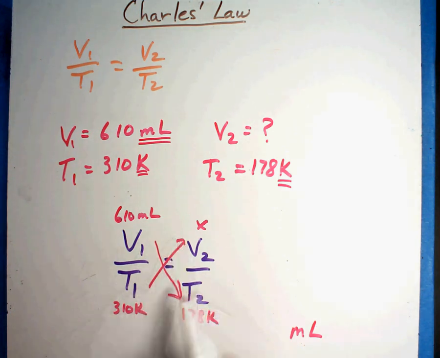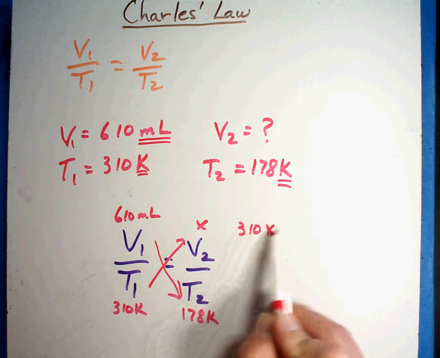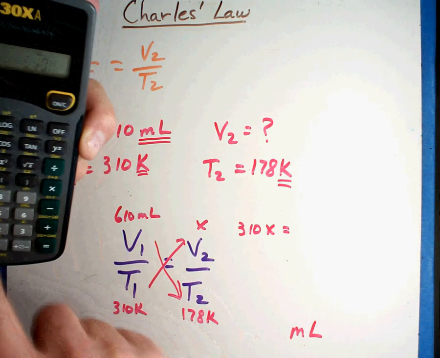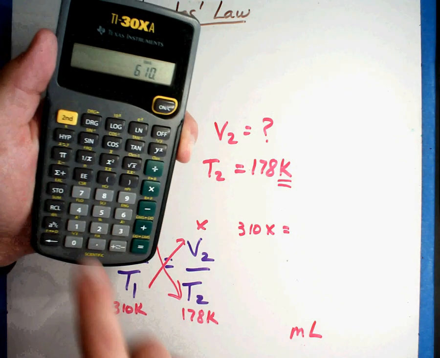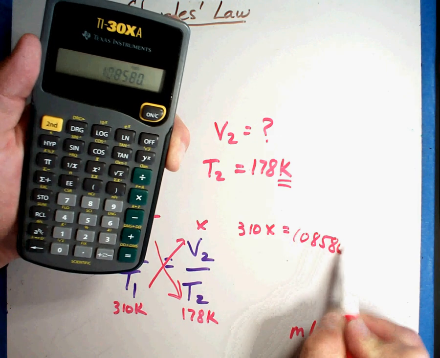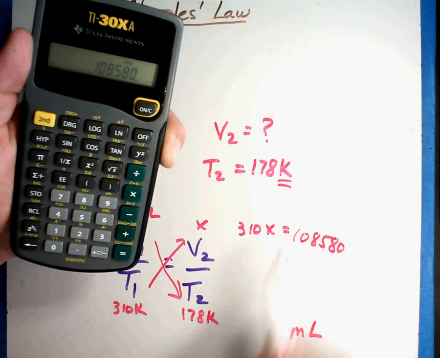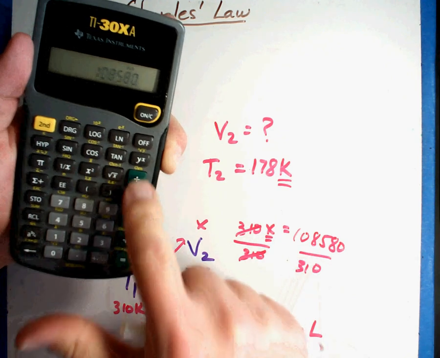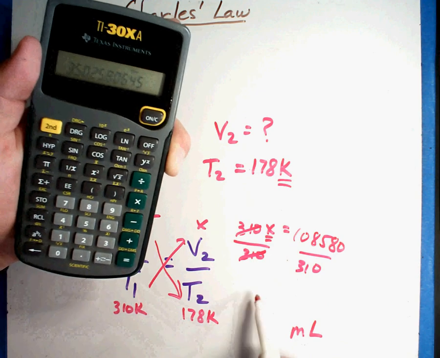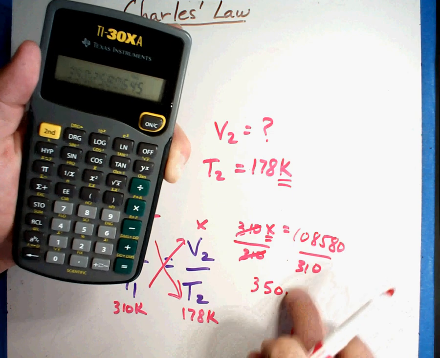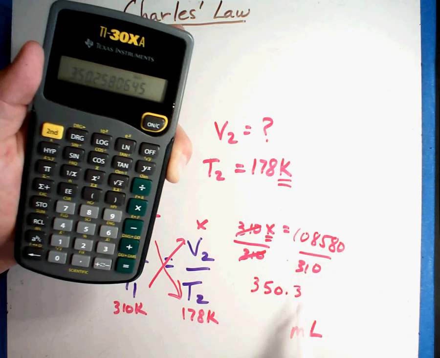Cross multiply. So what I see is 310 times X, that's those two, equals, I have to use my calculator, 610 times 178. It's a really big number. 108580. To keep the X, I'm going to divide by 310. My answer, 350.2, or if I'm doing one decimal place on my paper, that would round to 350.2 milliliters.